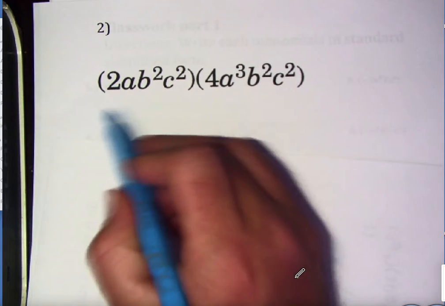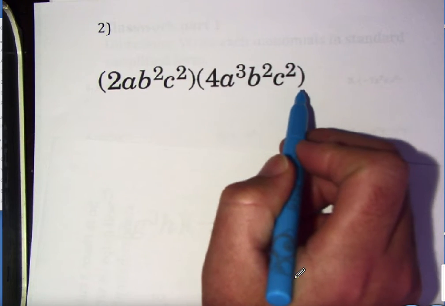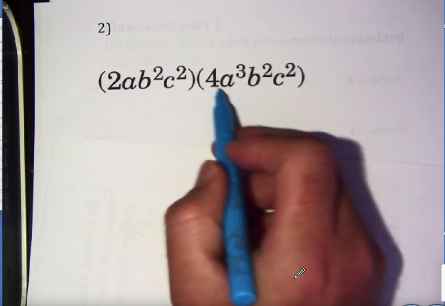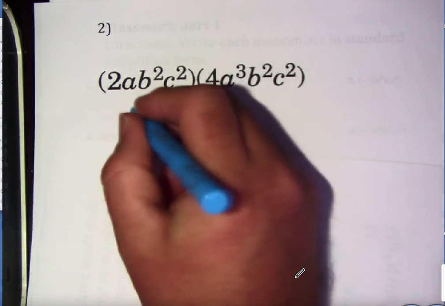So pause if you want to keep writing, but we'll go. Is this a monomial? Is there nothing but multiplication? Yes, this is a monomial. We want to write it in standard or simplified form. So without expanding it out, we're going to multiply any coefficients. Right? 2 times 4 is 8.